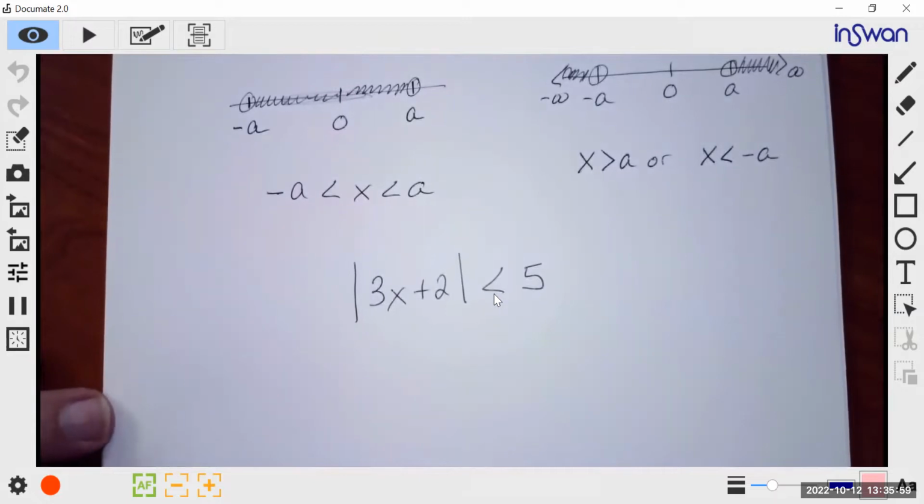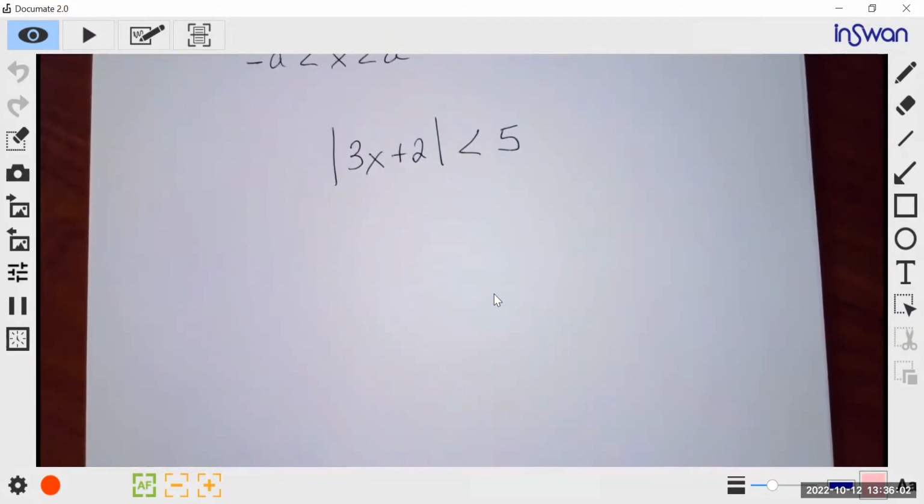Let's look at this example. Absolute value of 3x plus 2 is less than 5.